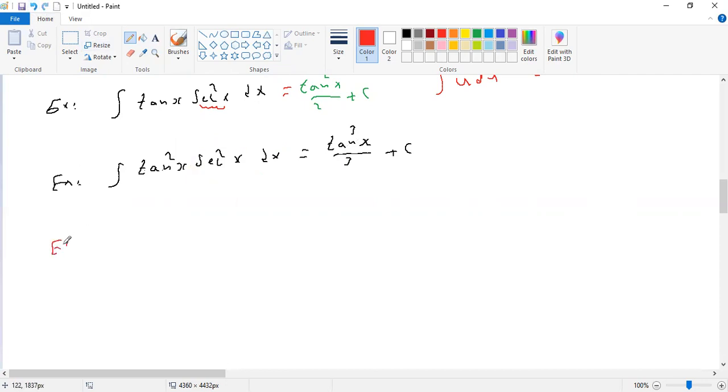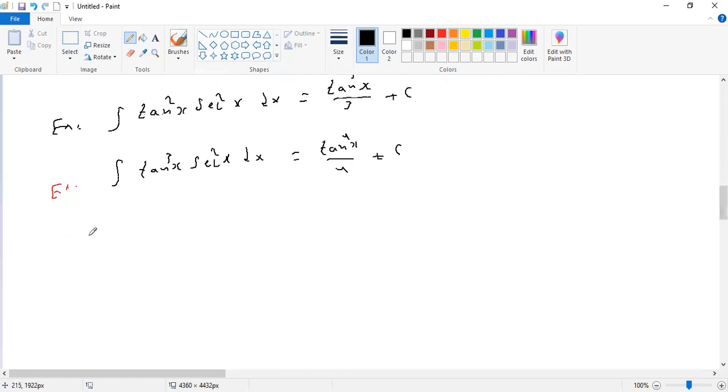Then in case I have the integral of, for example, tan cubed x secant squared x dx, equal what? Again, the derivative of tan is secant squared, so the integral will be tan to the power 4 over 4 plus c.